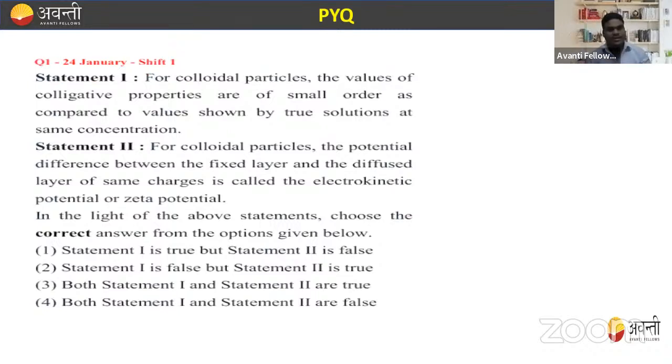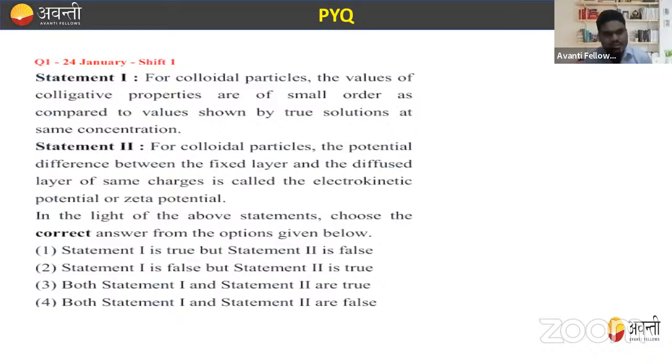next move to the next question, and this question is from surface chemistry. So we discussed about 9 to 10 questions related to the metallurgy part. Now we are going to discuss some questions related to surface chemistry, right? So what is the first question, beta? For the colloidal particle, the value of the colligative properties are of a small order as compared to the value shown by the true solution at the same concentration. This is the first statement.